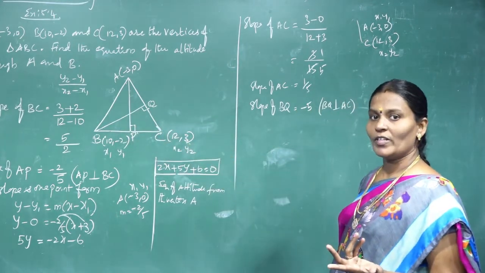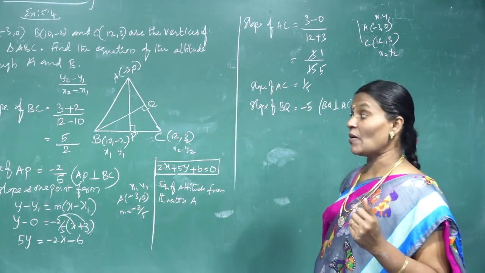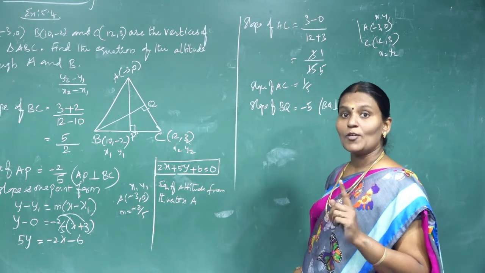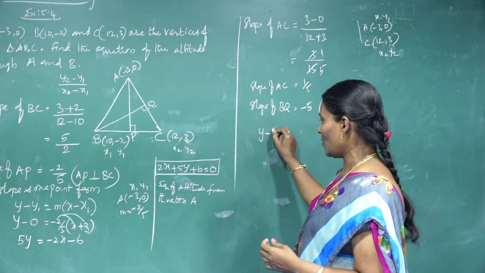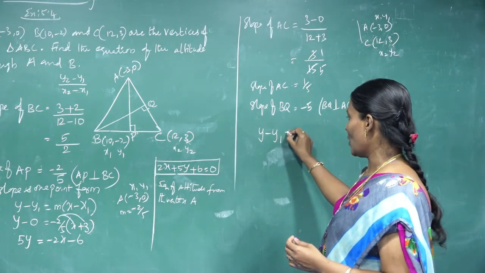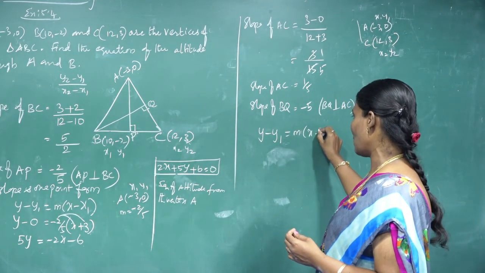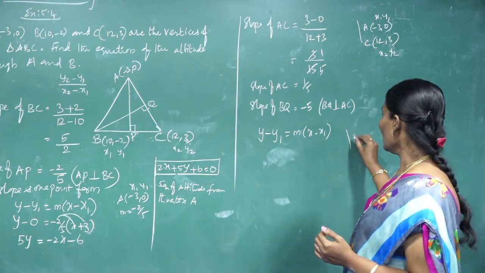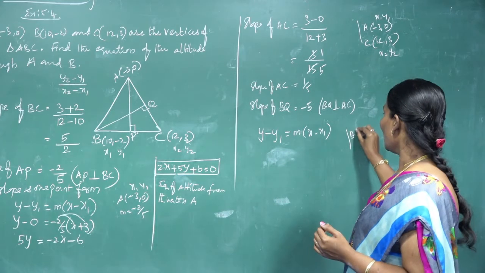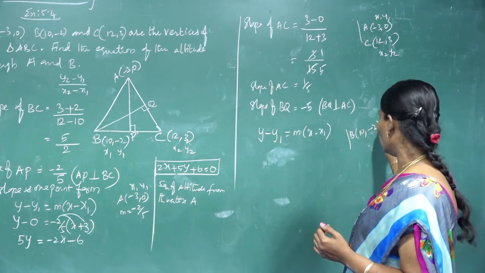Then we can find out the equation. Which form do we apply here? Yes, the slope-one-point form. So what is the slope-one-point form? y minus y1 is equal to m times (x minus x1). Understand, children? Good. Now here, the point B is (10, -2).